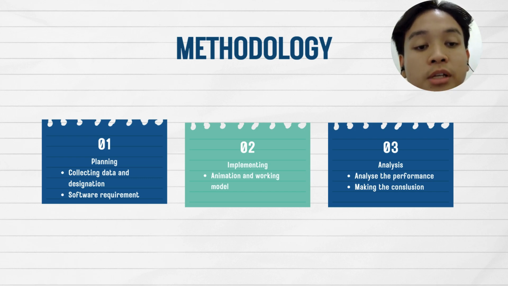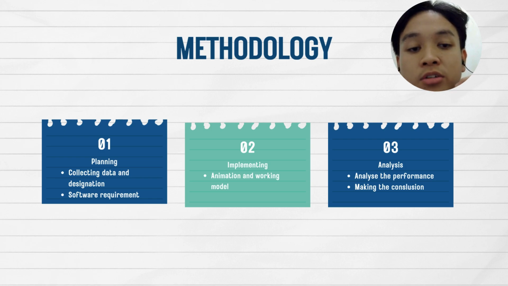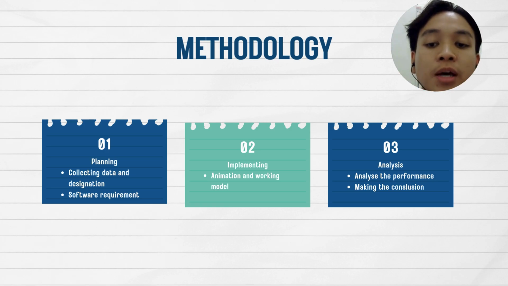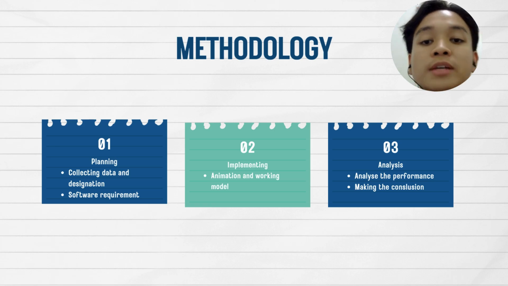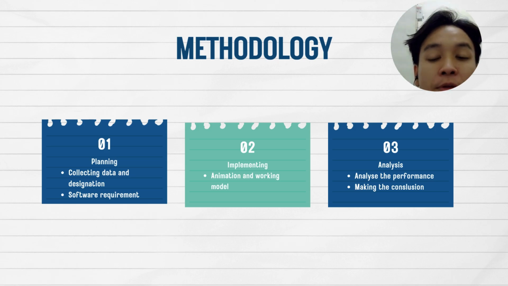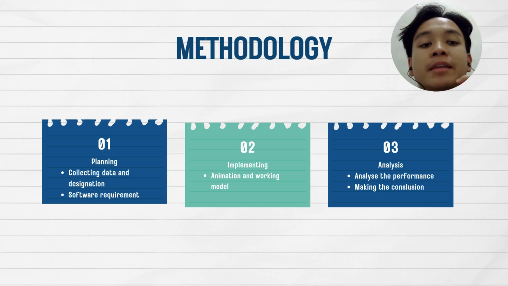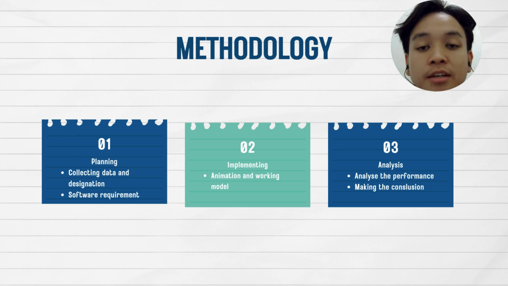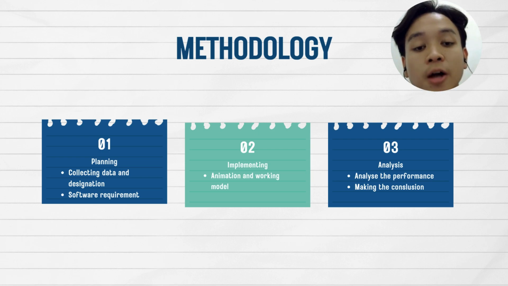This step also included identifying and finalizing the software requirements to ensure that all tools and resources were prepared before moving forward. In this project, we are using two software. First is 2D Working Model, second is AutoCAD. Next, we proceed with the implementation phase. During this stage, the main focus was on developing the animation and working model of the project. This hands-on phase translates our plan into a functional and practical output.